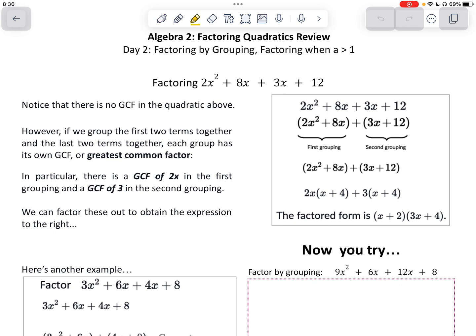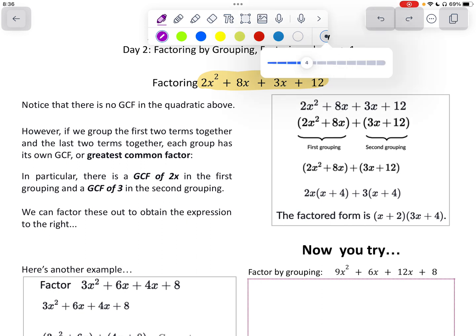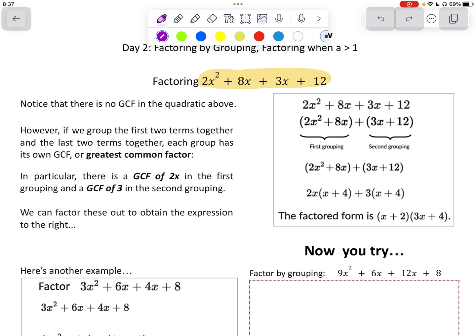We're going to start out looking at this one, 2x squared plus 8x plus 3x plus 12. It's the first time we've seen one with 4 terms. There's no greatest common factor in this quadratic above. Now, you may notice that these two are like terms, and you may be inclined to want to combine those like terms, but we're not going to do that because for us to get an example of factoring by grouping, we want those expanded, and we'll see why a little bit later. But there's no greatest common factor in this quadratic.